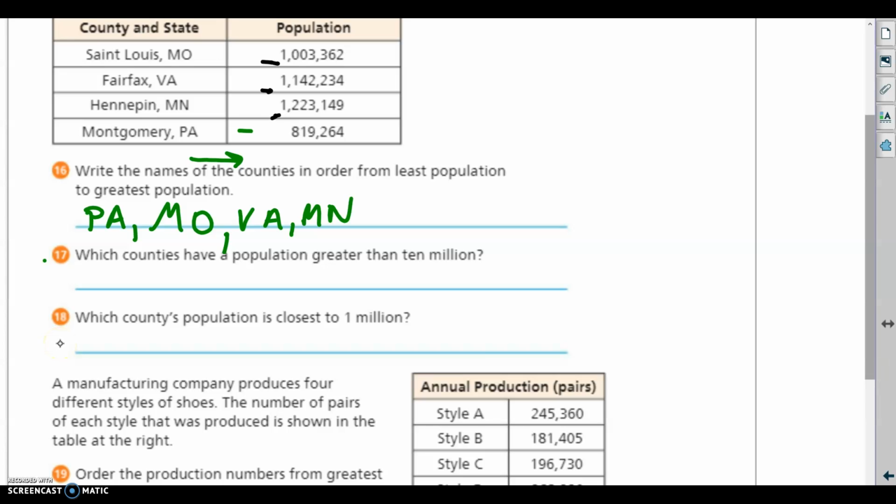Which county's population is closest to 1 million? So I'm going to write 1 million to the side. All right, so there's 1 million. Which of those would be closest to 1 million? Go ahead and write your answer down at number 18 right here. I'm hoping you said St. Louis, Missouri, because that one has a 0 here. It's closest to this one. You know, you could make a case for this one. If this one were closer to 999,000, then I probably would say that one, but this one's pretty far off too.